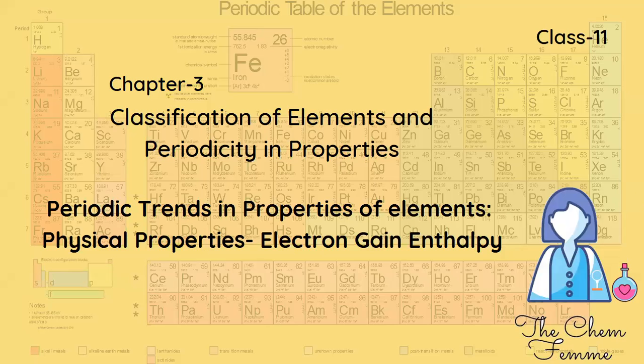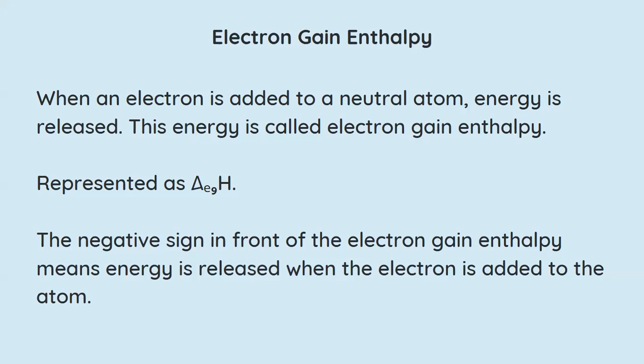In the previous video, we had learned about ionization enthalpy. In this one, we are going to be learning about electron gain enthalpy. Now, when an electron is added to a neutral atom, energy is released, and this is called electron gain enthalpy. It is represented as delta EGH, and it generally is measured in kilojoules per mole.